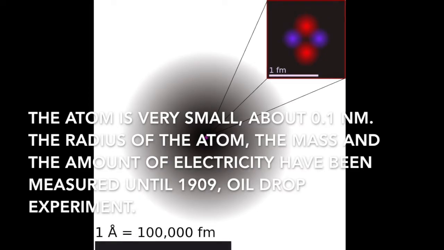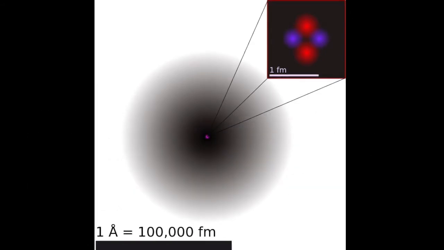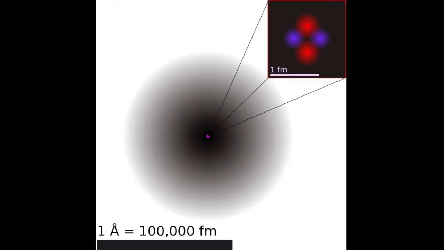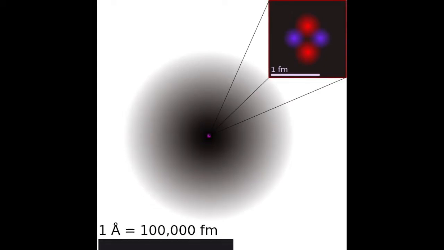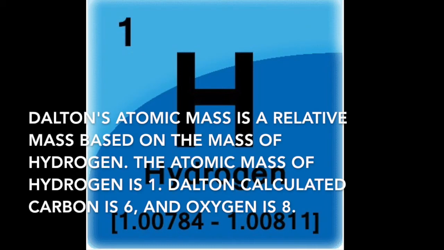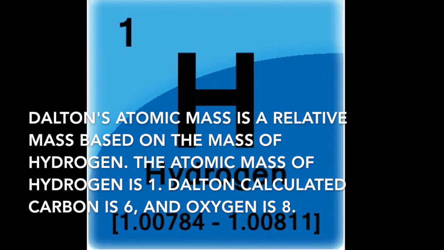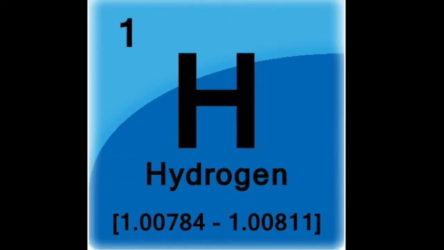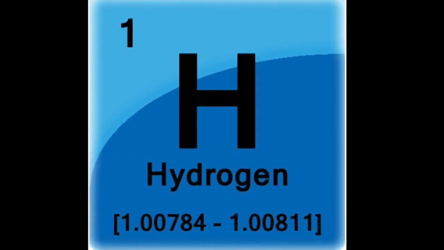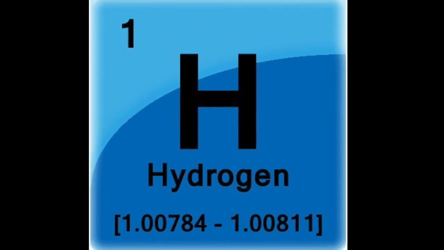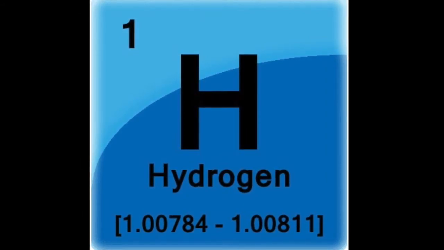The radius of the atom, the mass, and the amount of electricity were not measured until the 1909 oil drop experiment. Dalton's atomic mass is the relative mass based on the mass of hydrogen. The atomic mass of hydrogen is 1. Dalton calculated carbon as 6 and oxygen as 8.